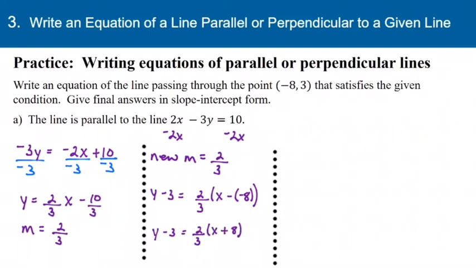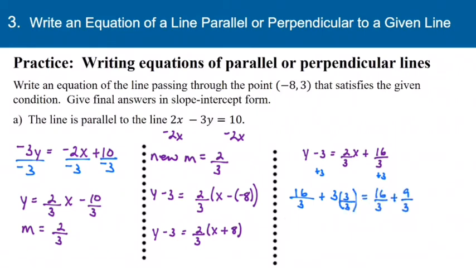And now we'll distribute that 2/3. 2/3 times x is 2/3 x, and 2/3 times 8 is 16/3. Top times top, bottom times bottom. And now we just need to add 3 to both sides. 16/3 plus 3, if we get a common denominator, will become 16/3 plus 9/3, and 16 plus 9 is 25. So we have 25/3 here. And our final slope-intercept form for this new line is y equals 2/3 x plus 25/3.